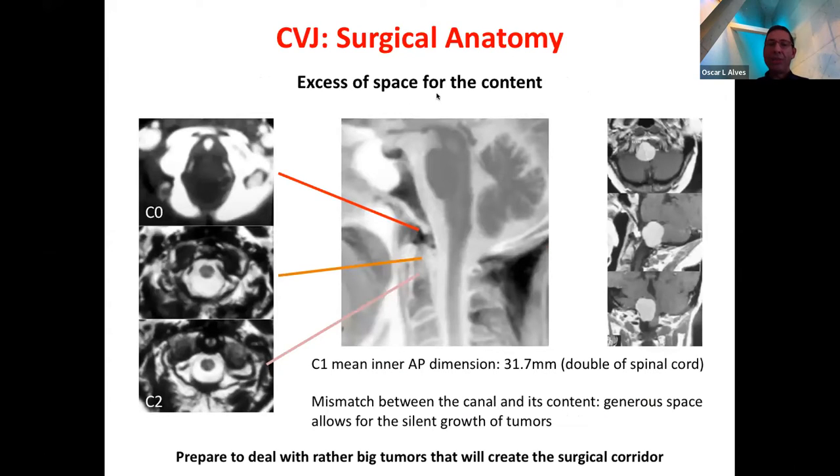You know, there is an excess of space for the content of this region from C0 to C2. For example, at the level of C1, the mean inner AP dimension is over 3 centimeters, which is double the size of the spinal cord. So there is an important mismatch between the canal and its contents. There is very generous space that will allow for the silent growth of tumors. So whenever you have tumors to operate on in this region, you are probably facing big tumors, which is not a problem because the tumor will create the surgical corridor and make your life easier.